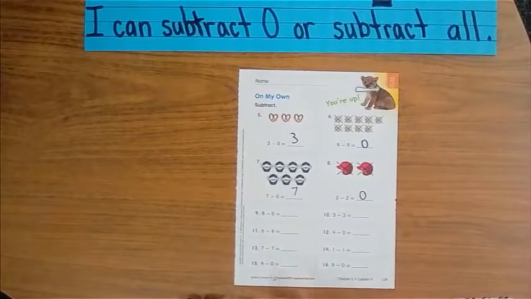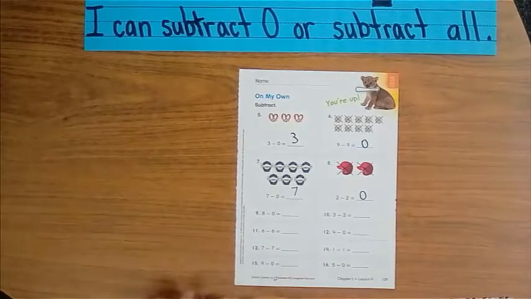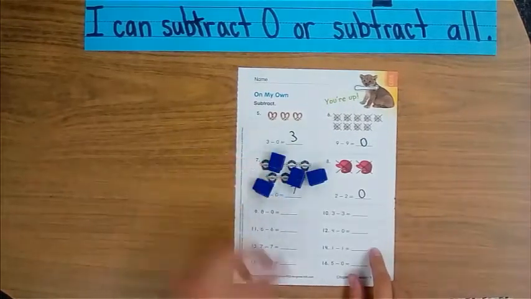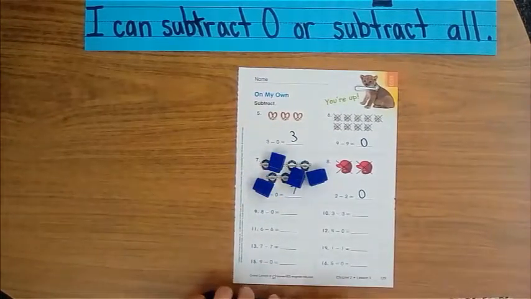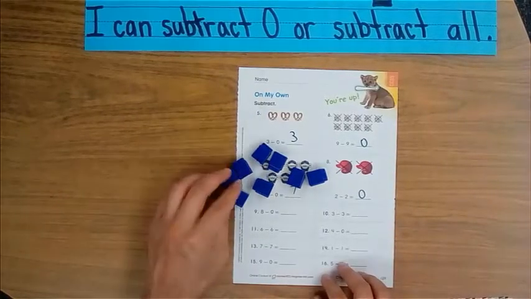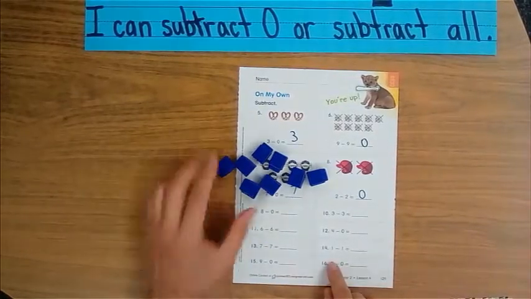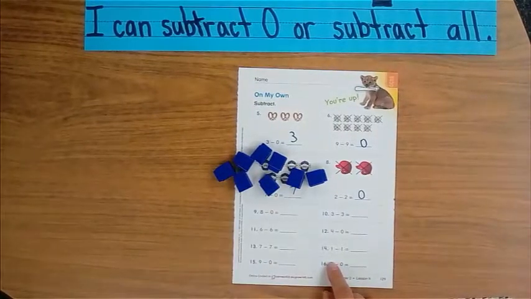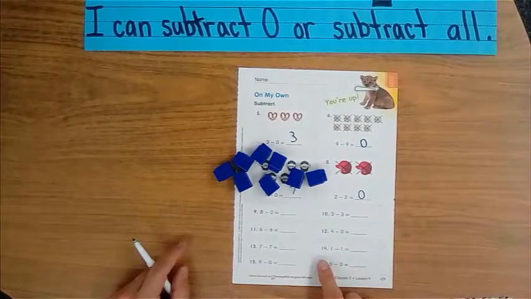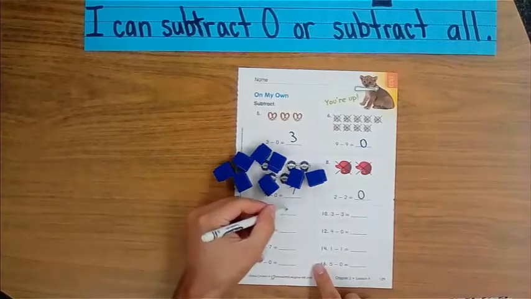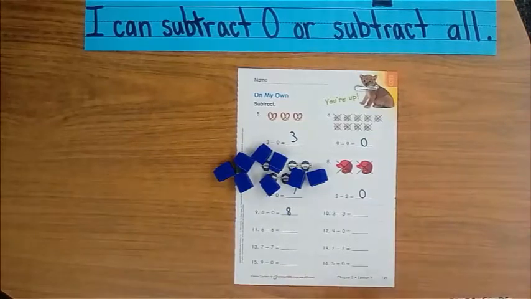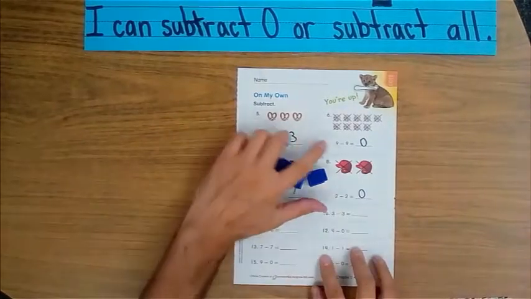Fantastic. Okay, now these don't have pictures, so we really need to use our blocks. Well, maybe. Okay, so what if I have 8 minus 0? So I'm going to put 8 right here. Okay, so I have 8 blocks, and now I'm taking 0 blocks away. How many blocks do I have left? 8. That's right, because that number shouldn't change. I don't have to count them again. I already know that there's 8 there.